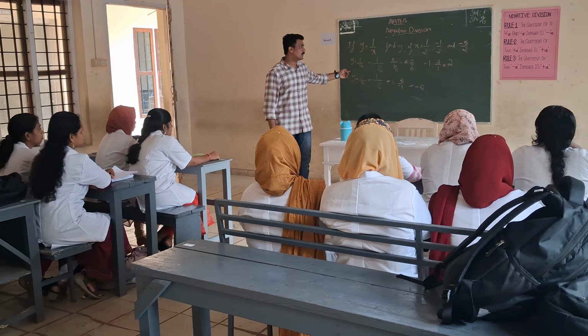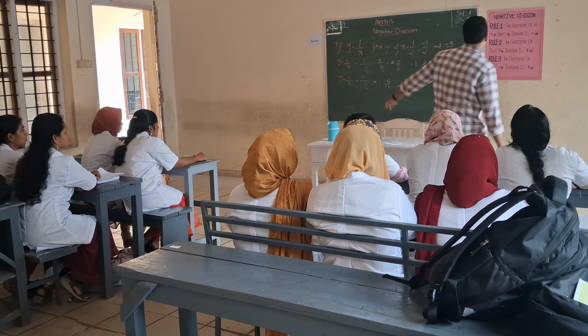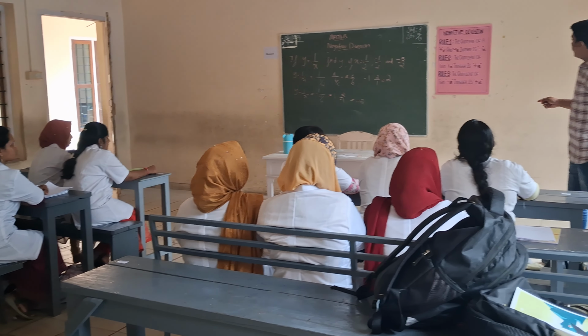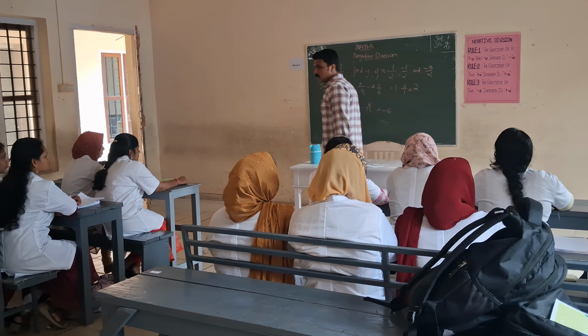So let's summarize what we learned. We learned 3 rules of negative division. Rule number 1 states that the quotient of a positive and a negative integer is always negative. Rule 2 states that the quotient of two negative integers is always positive, and rule 3 states that the quotient of two positive integers is always positive. So I hope you all understand what you learned today. We can discuss further.